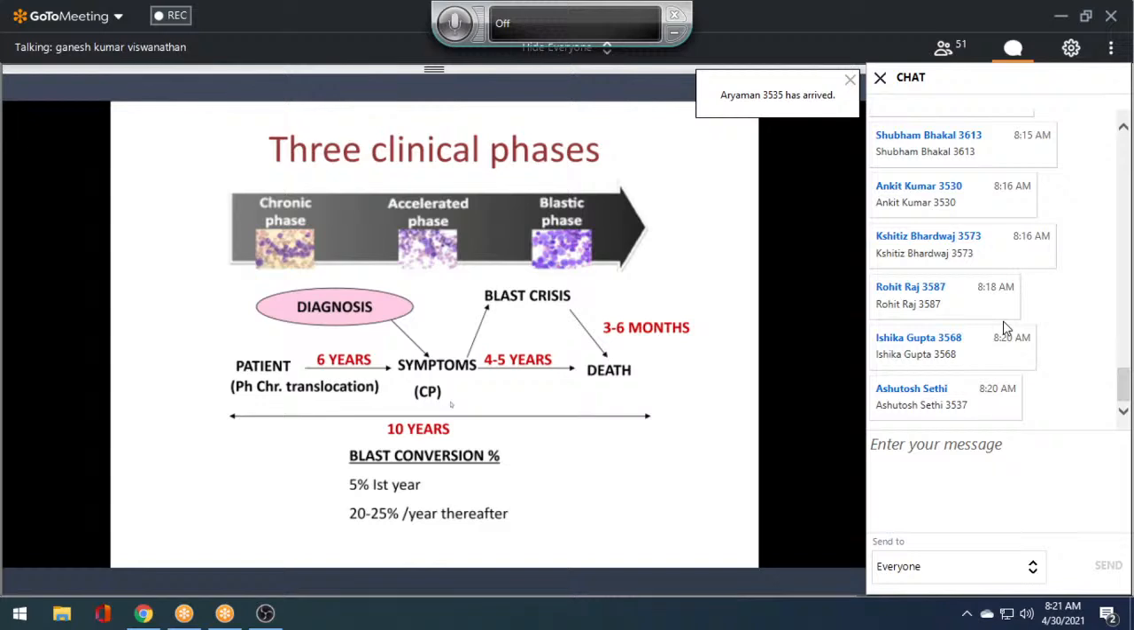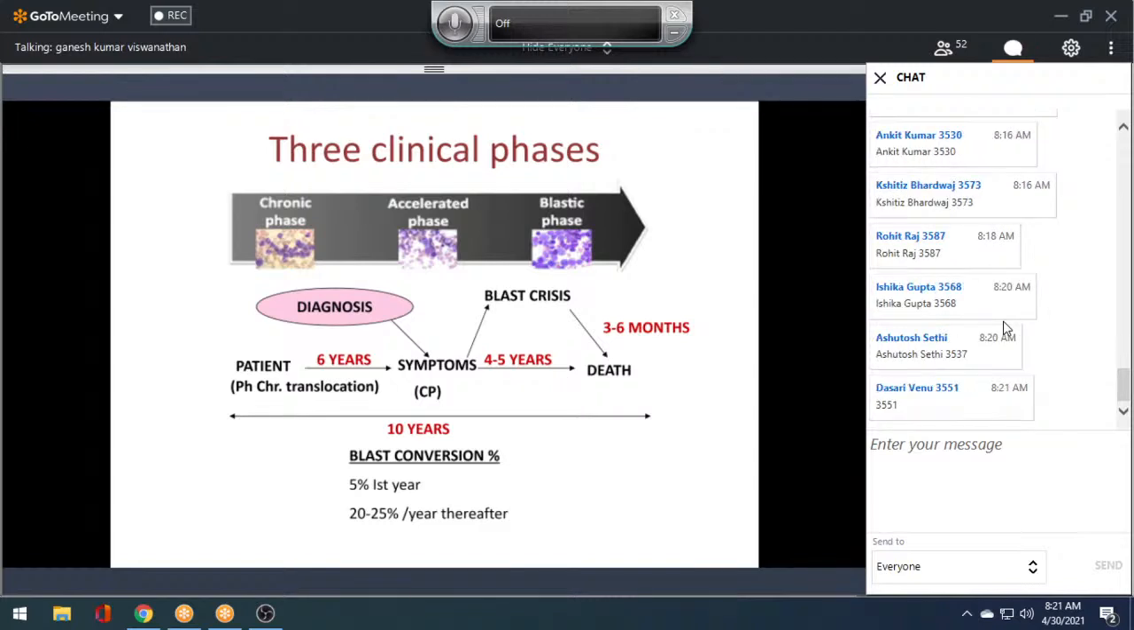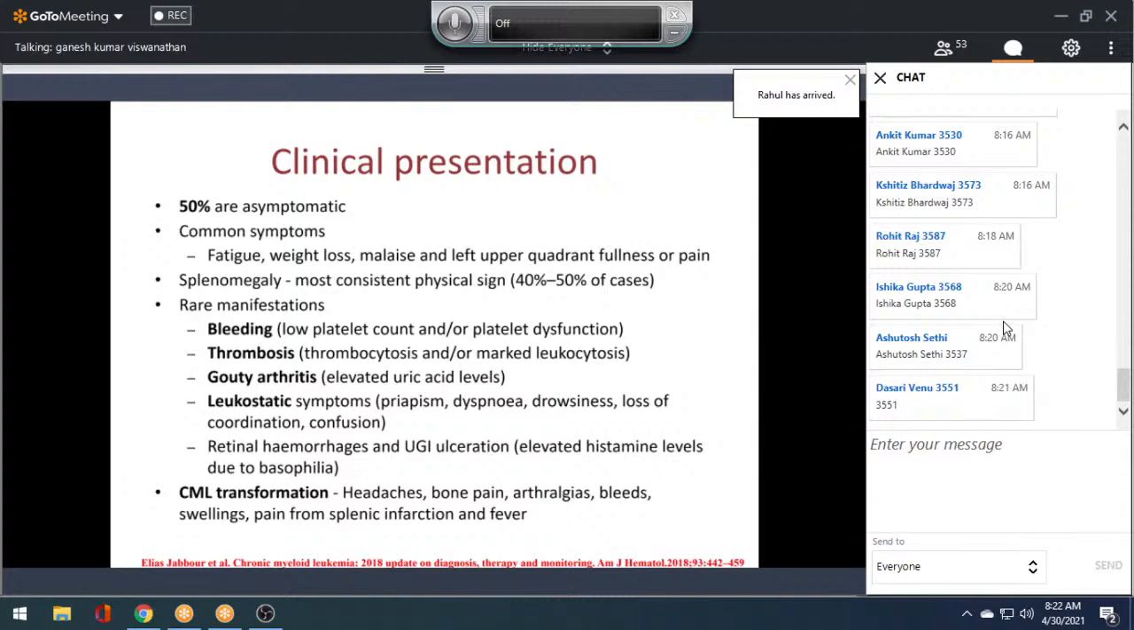The patient has some symptoms. These days, the symptoms are treated. If not treated, it goes on to blast crisis and or accelerated phase. When the patient goes on to accelerated or blast phase, it results in death within a few years at maximum. So how does this patient present? A large proportion of these patients are asymptomatic, and they are diagnosed on routine clinical examination. This is true especially with chronic phase patients, because they just have some non-specific symptoms.